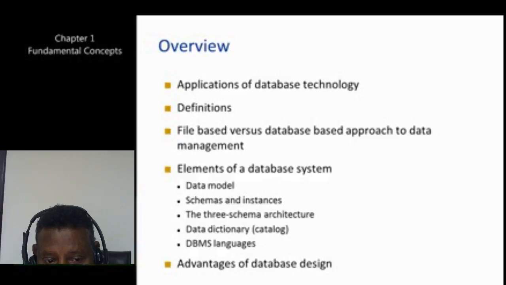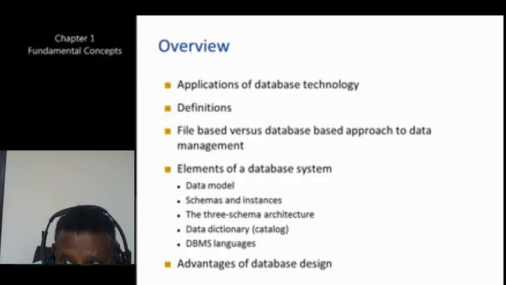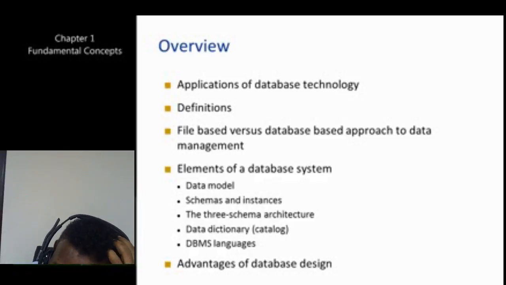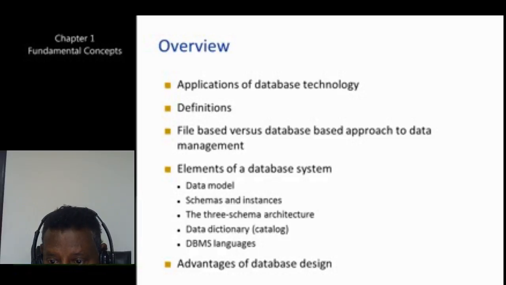To data management. Then we're going to discuss the elements of a database system. Those elements are a data model, schemas and instances, the three-schema architecture. We're going to talk about the crucial role of a data dictionary or a catalog, and we're going to discuss some DBMS languages. We're going to briefly touch upon SQL, which is a very important database language that we're going to discuss very extensively later on. We're going to conclude the chapter by discussing some of the advantages of database design.